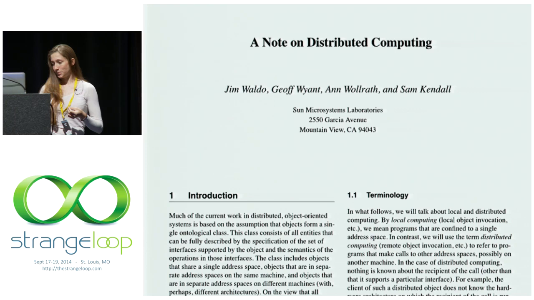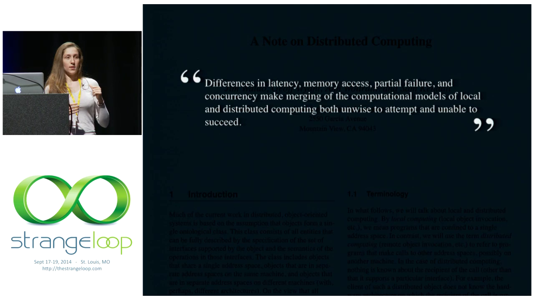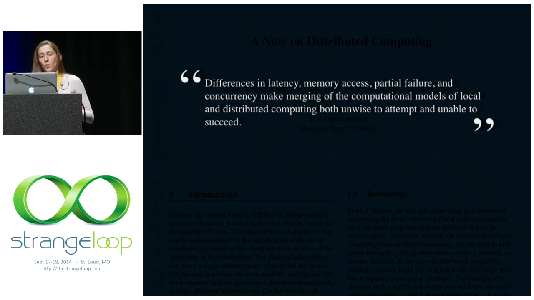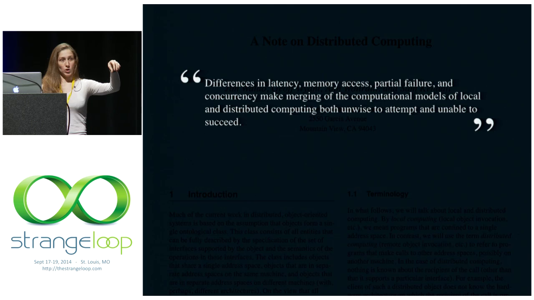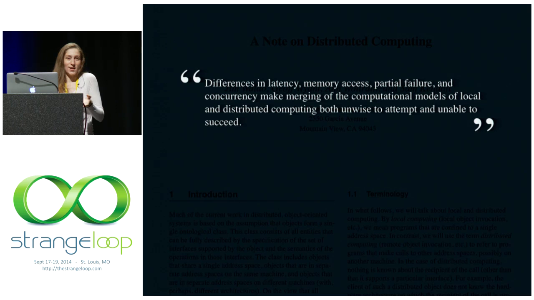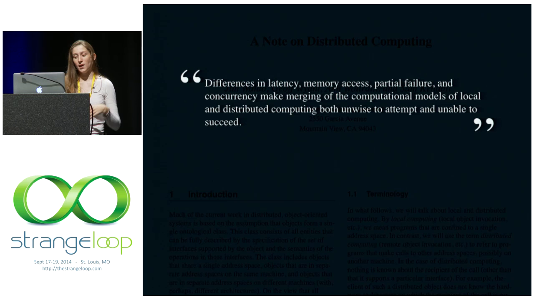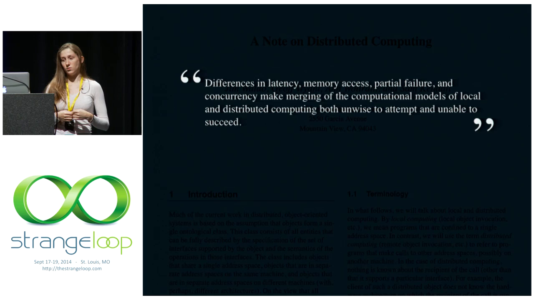I'm just going to quote the paper and explain what I mean. The key things that make something a distributed system, latency, memory being in different address spaces, partial failure, and concurrency, make the merging of different computational models, like local and remote objects, unwise, and it just doesn't work. If you read the paper, I'm not going to name anything by name, but there are plenty of systems and protocols that they cite that didn't really do the job the best they could because they ended up being, or tried to be, transparent.